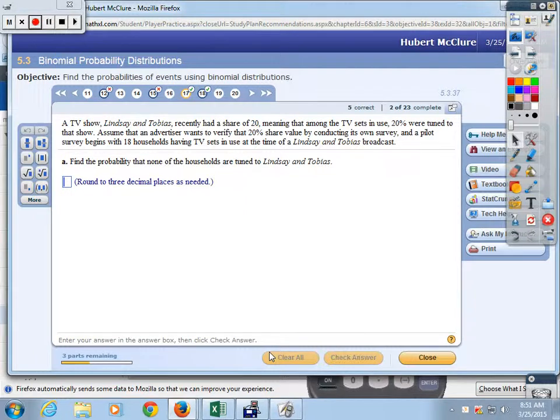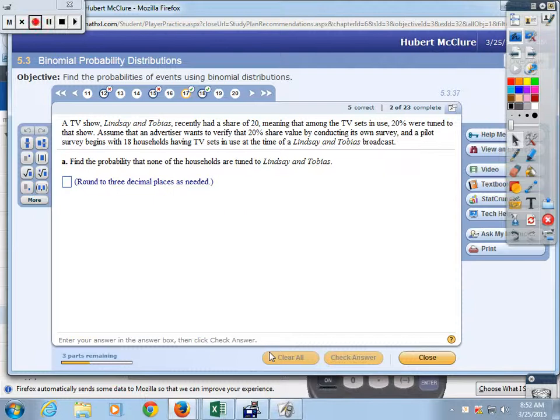Verify. So you're going to verify that 20%. By conducting its own survey, and a pilot survey begins with 18 households having TV sets in use at the time of that TV show broadcast. Find the probability that none of the households are turned to that TV show.